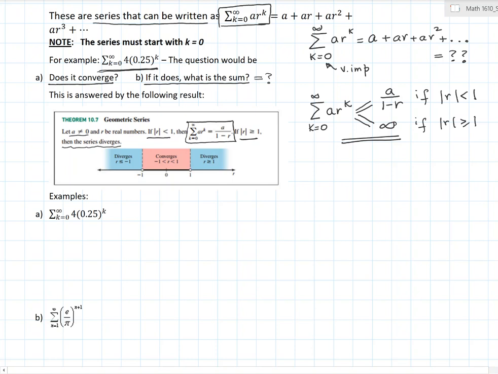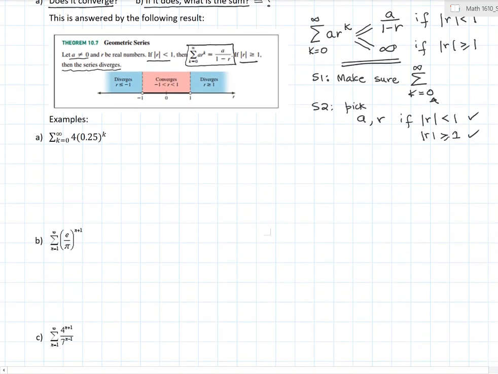So for any geometric series, it's pretty straightforward. The first step is make sure the sum starts from 0. Then the second step is pick the a and the r. If absolute value of r is less than 1, you know that it converges and you can find the sum. If absolute value of r is greater than or equal to 1, then you know that it diverges. So pretty straightforward. Let's do some examples.